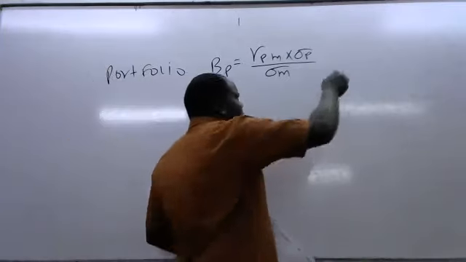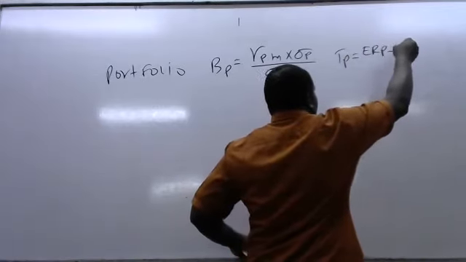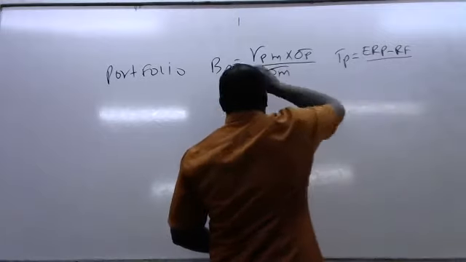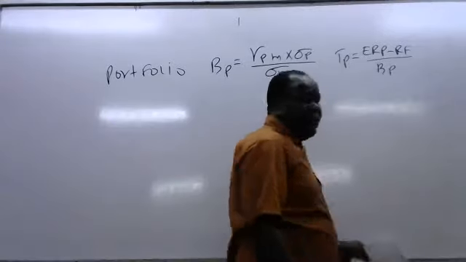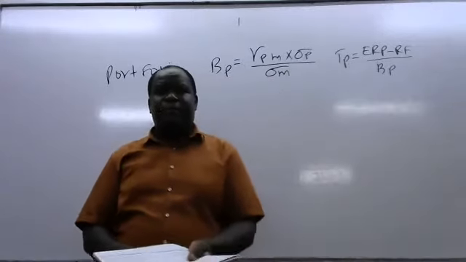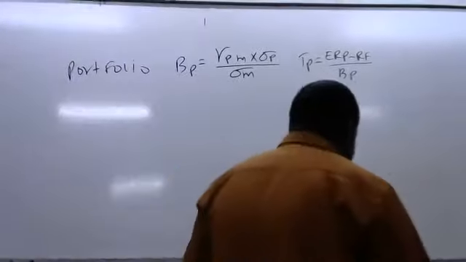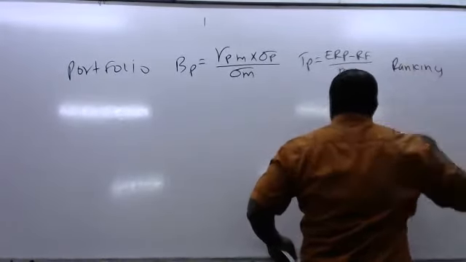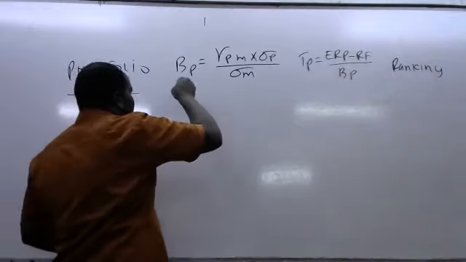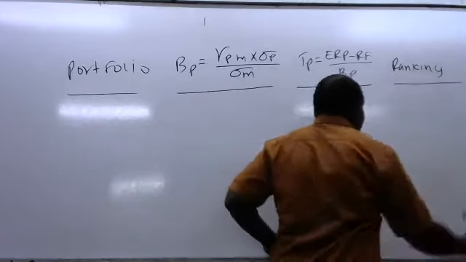Then, to get the Treynor ratio of the portfolio, it is the expected return of the portfolio minus the risk-free rate. Now you divide by the beta factor of the portfolio. Then you will factor in the ranking, because they wanted you to do the ranking, so that we come up with the ranking at that level. We present them in this particular order.